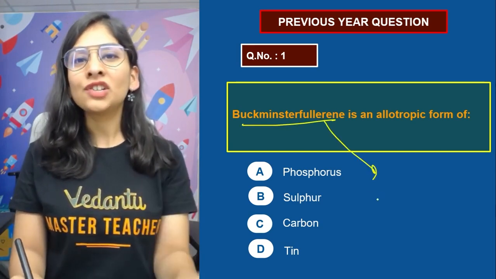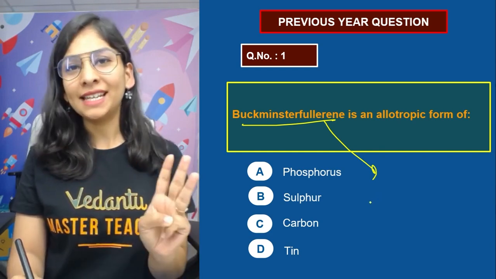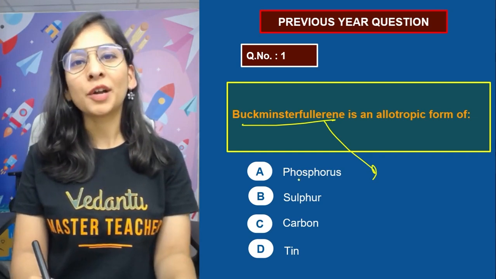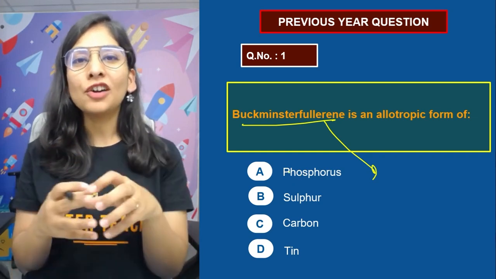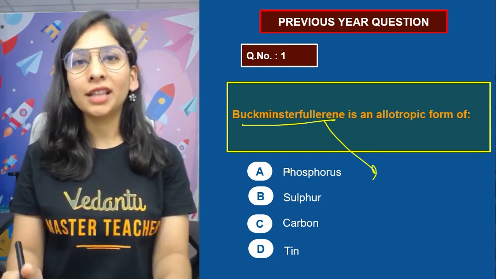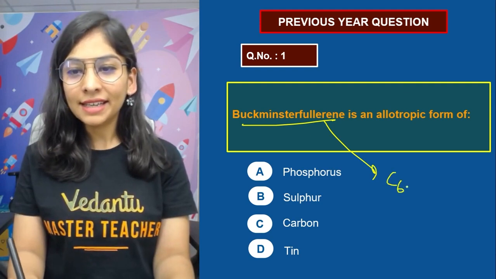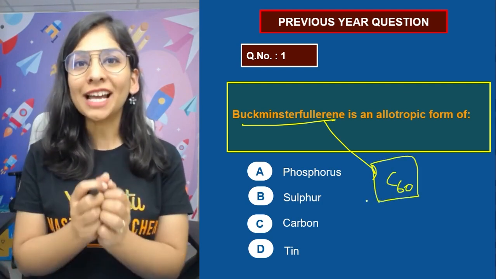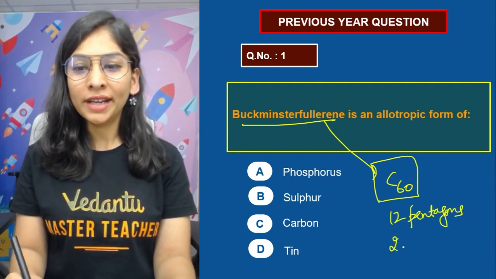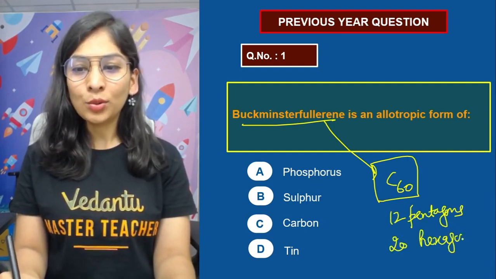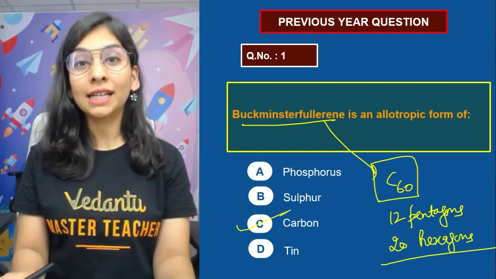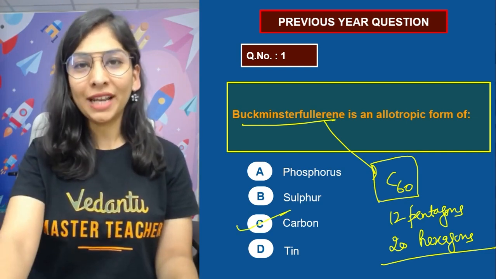That's an artificial allotrope created by three American scientists, but it got its name from a US architect, Buckminster Fuller, because the design of Buckminster fullerene bore too much resemblance to the model that he represented. And that is C60, 60 carbon atoms attached to each other in the form of 12 pentagons and 20 hexagons. And the answer is definitely carbon. Carbon is such a friendly element.